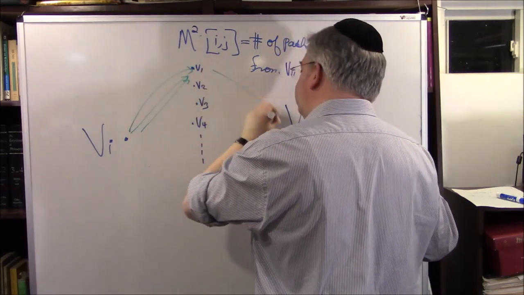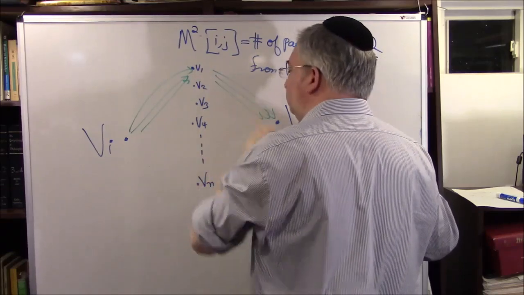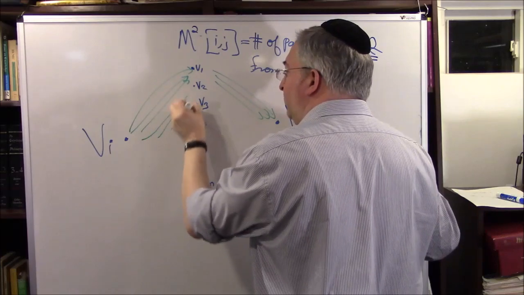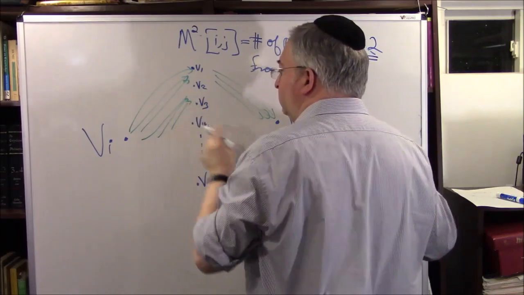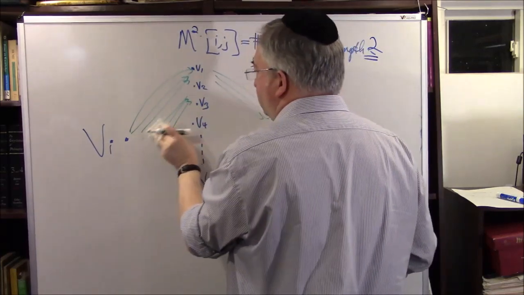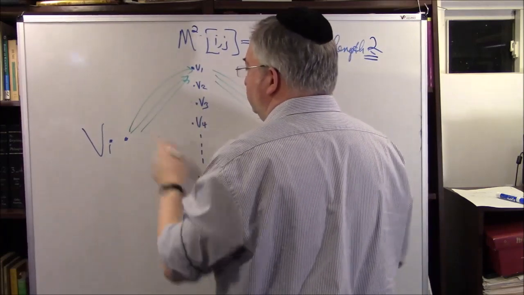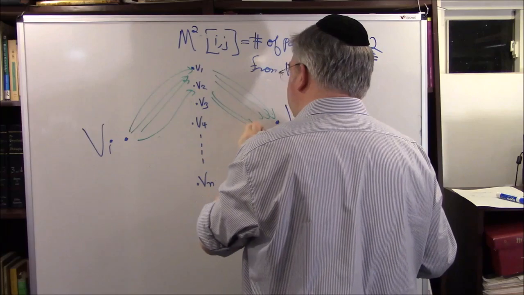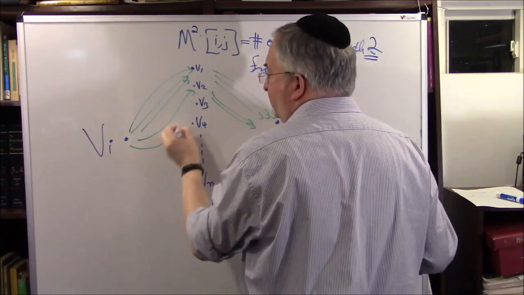Look how many paths there are here. Or look at how many paths there are here. All right, let's make it simple. Just say this is one path from V1 to V2. And there's two paths from V2 to Vj. And look how many paths there are from here.